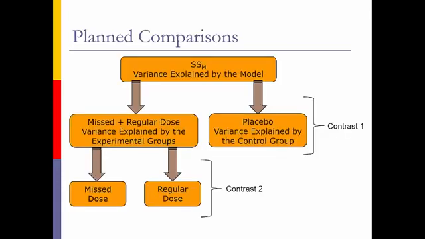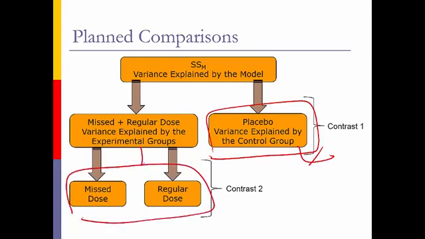So here's essentially the contrast that we have. We've got the first contrast, which is our control group, the placebo. That's this piece here. And then the other group is the missed plus the regular. And then our second contrast, once this is taken into consideration, we cannot consider this again. And so the second contrast can only essentially draw down from the second experimental group.